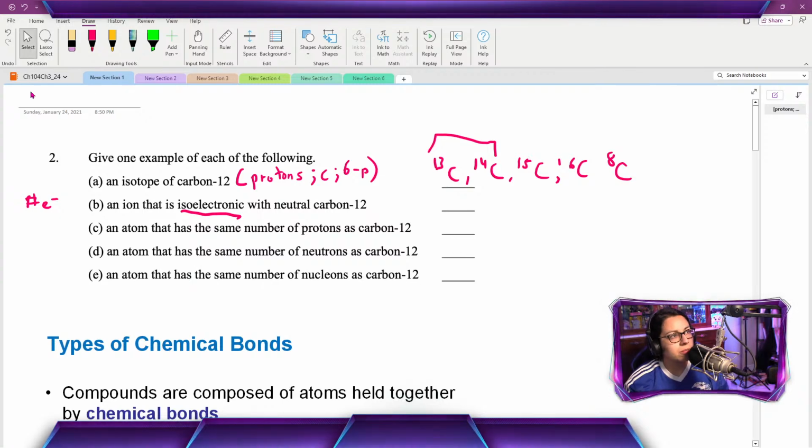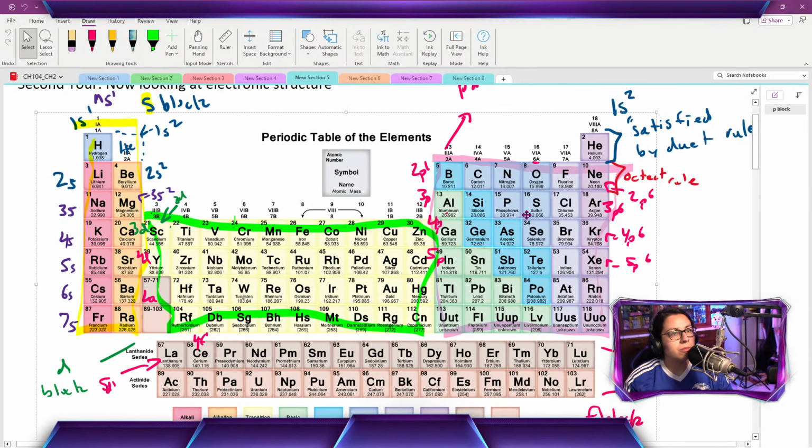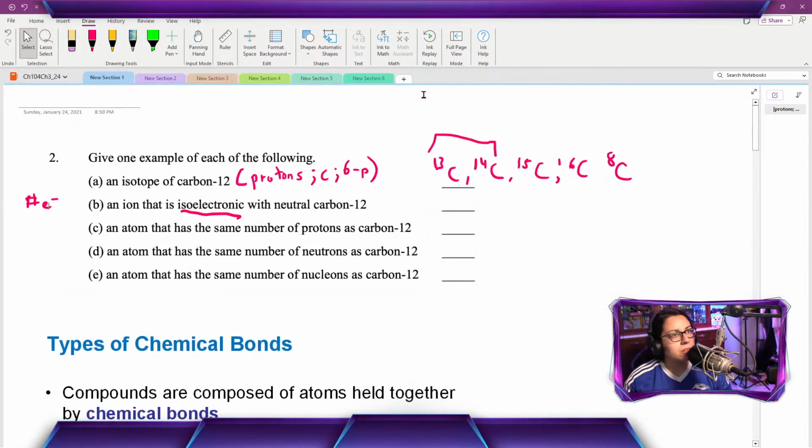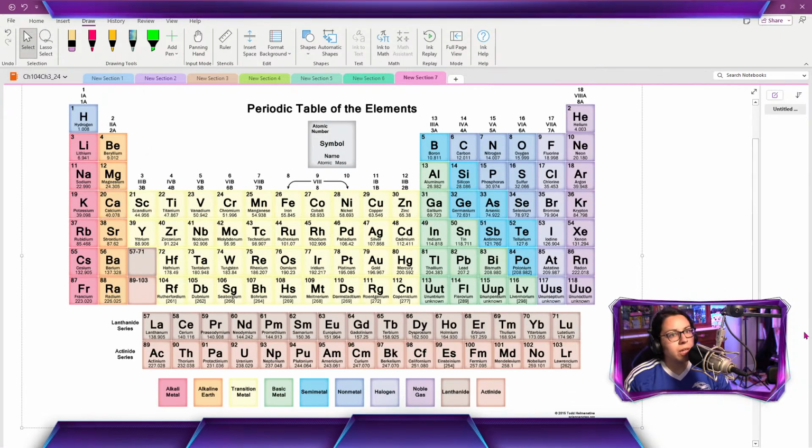Let me grab a periodic table from last week's notes. I think I still need to post last week's notes, so I haven't forgotten. Just been a busy week.